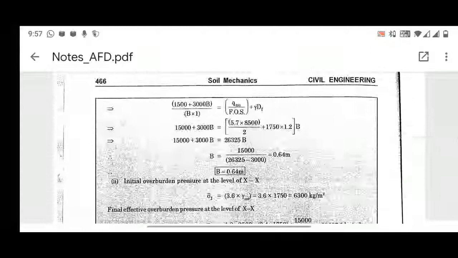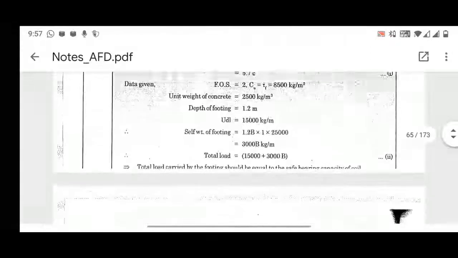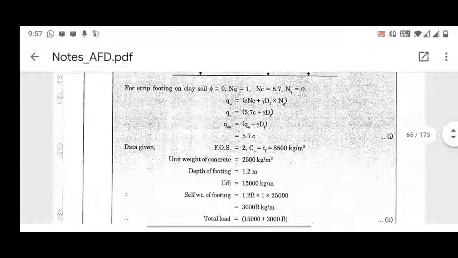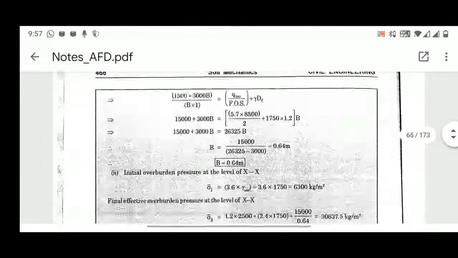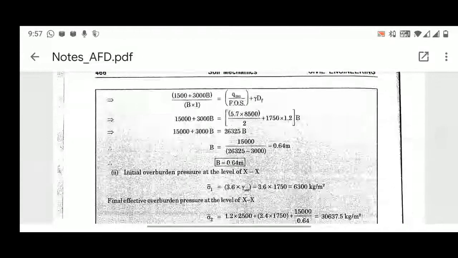So you will do this net ultimate divided by factor of safety, multiply it with the width. So you will get this safe value. Okay, that is net ultimate by factor of safety. Once you do all these things, you will obtain this b value as 0.64, right?